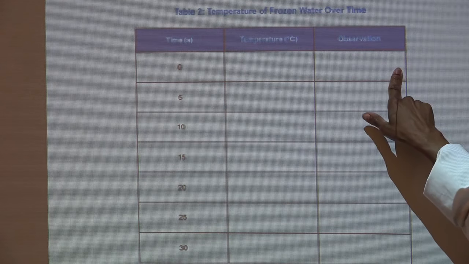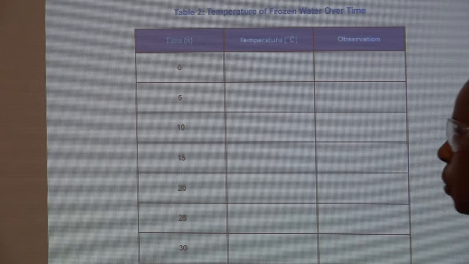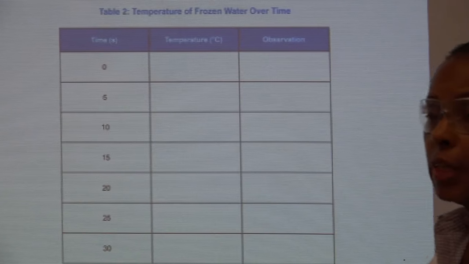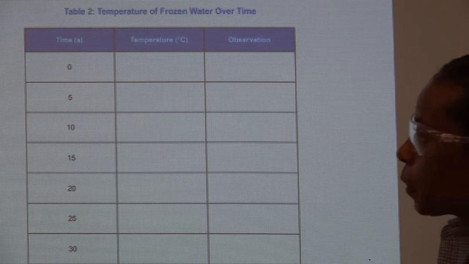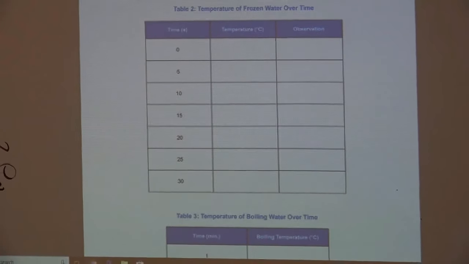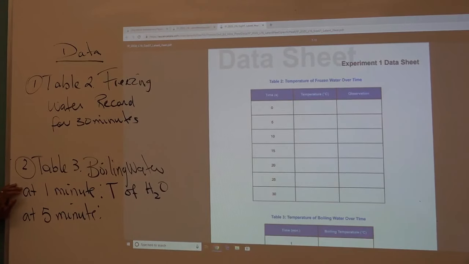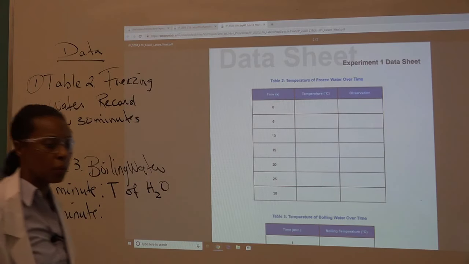Make sure you record in full sentences what observation you observe. Was there an increase? Was there a decrease in the temperature? Because remember, we're looking at what amount of heat will be absorbed or released. Then in the second table, which will be table 3, you're looking at the boiling water.